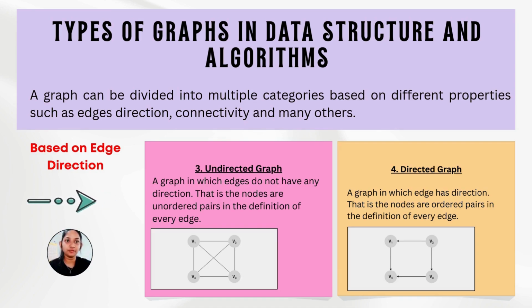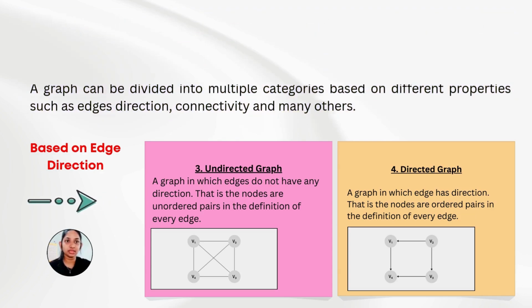Next one is the directed graph. A directed graph is a graph where each edge has a direction. In this case, the connection is one way. The nodes are ordered pairs in the definition of every edge. For example, if there is a directed edge from A to B, you can go from A to B, but not from B to A, unless there is another edge.